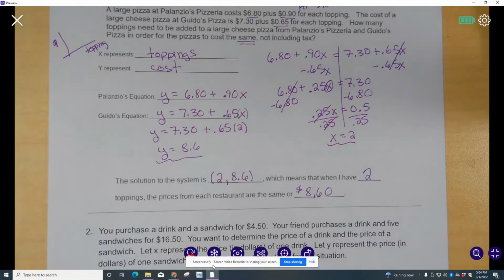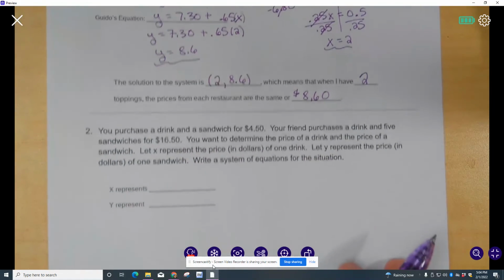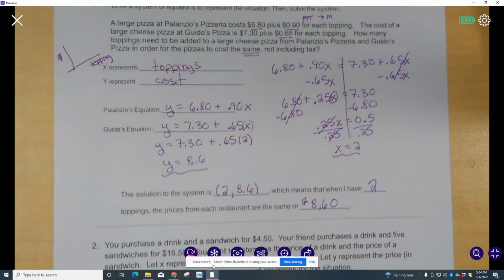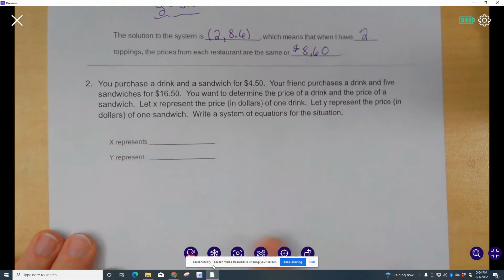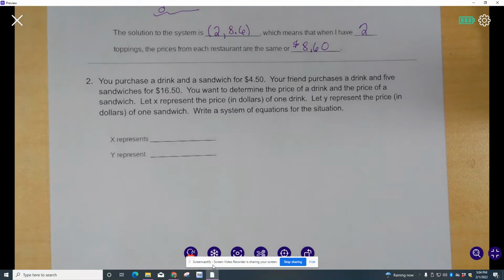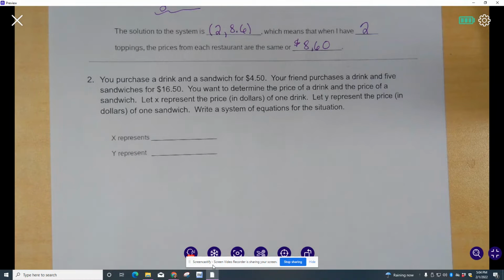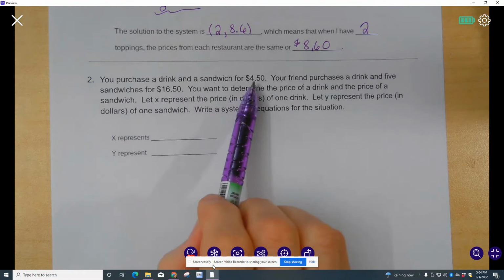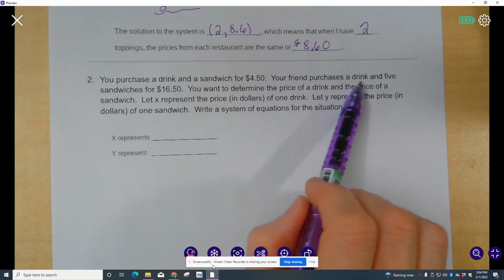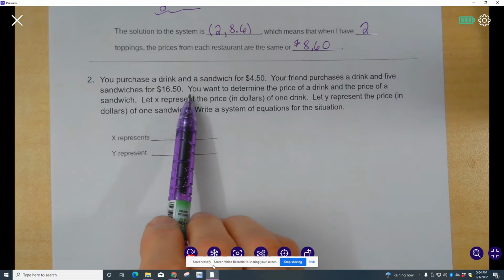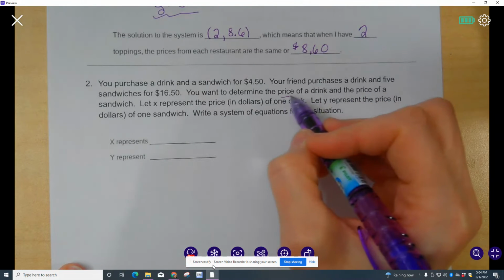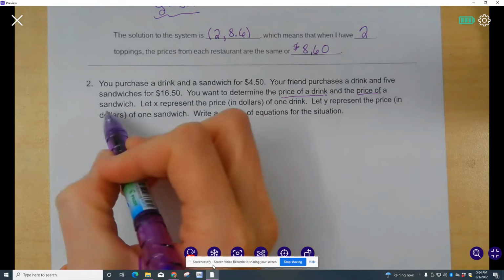All right, let's look at a different type. Remember, you can always pause the video and fill in what you need here if this is going fast. I'm just trying to keep the video not too long. Again, be on the lookout for the 2 things that you're discussing in this problem, and then we're going to call those X and Y. So you purchase a drink and a sandwich for $4.50. Your friend purchases a drink and 5 sandwiches for $16.50. You want to determine the price of the drink and the price of the sandwich.